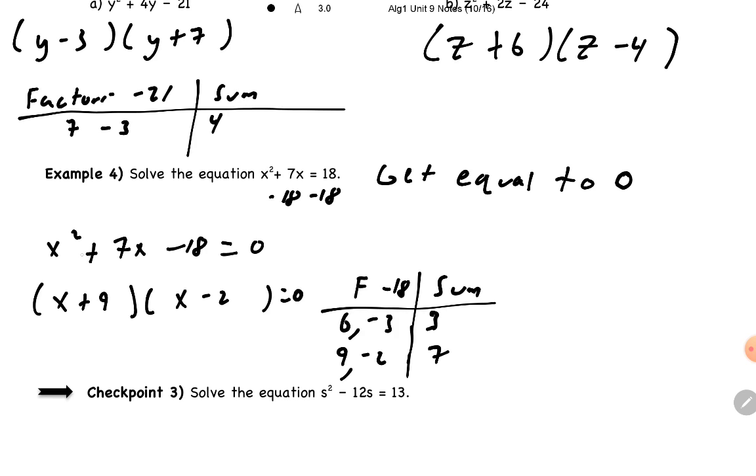The reason why we do this is because we have a number, x plus 9, let's call that a, times another number, which is x minus 2, we don't know what that is, but let's call it b, and these are being multiplied together to equal 0. So that means either x plus 9 equals 0, or x minus 2 equals 0. And if we solve for x in both of these, we'll get x equals -9, or x equals +2. And there's my answer.